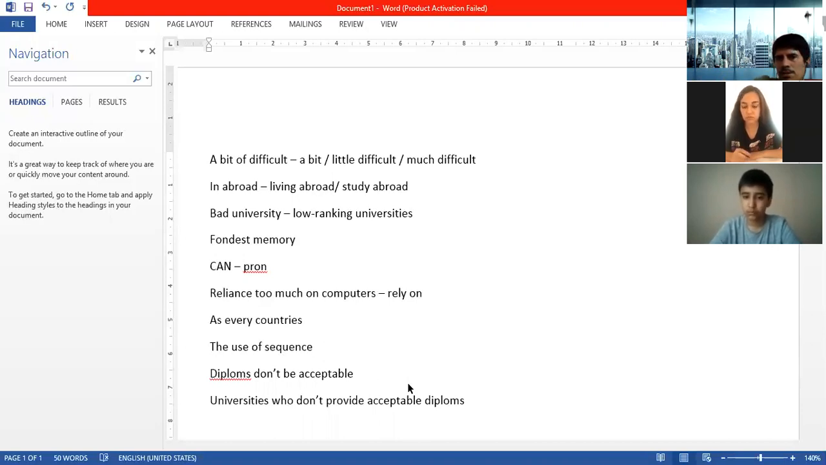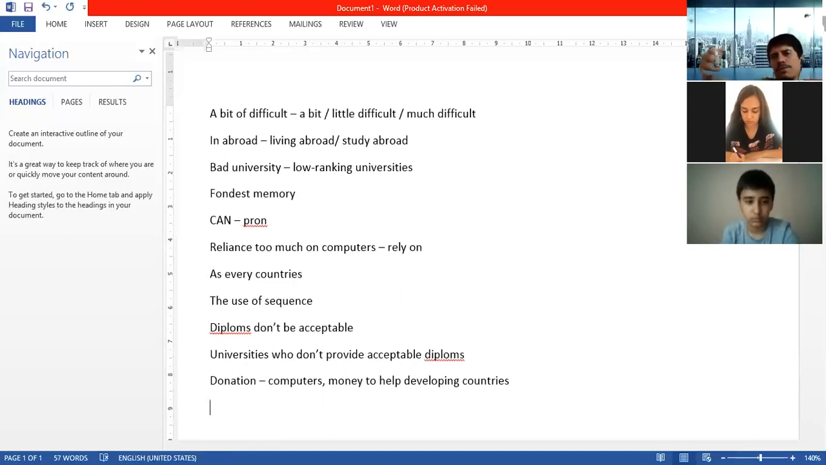Do you know donation? Donation. For example, we can donate computers. We can donate, let's say, money. Help developing countries, Africa. Donation means give, okay? Give as an assistance. We give money to, let's say, developing countries or their citizens or certain bank accounts.